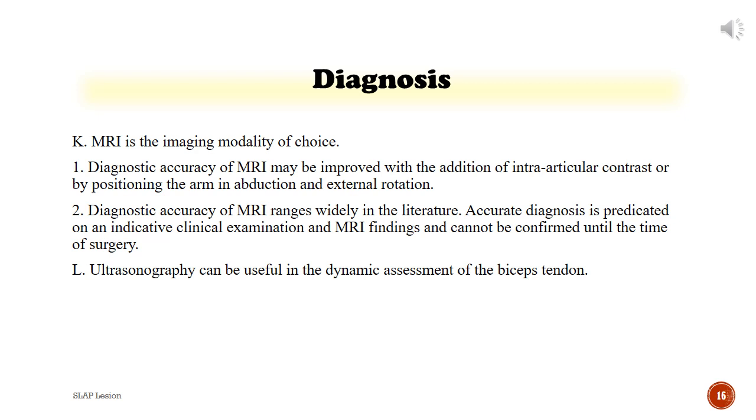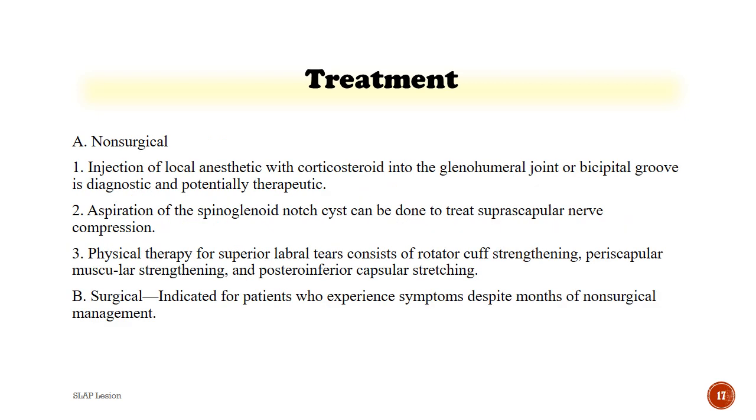1. Diagnostic accuracy of MRI may be improved with the addition of intra-articular contrast or by positioning the arm in abduction and external rotation. 2. Diagnostic accuracy of MRI ranges widely in the literature. Accurate diagnosis is predicated on an indicative clinical examination and MRI findings and cannot be confirmed until the time of surgery. Ultrasonography can be useful in the dynamic assessment of the biceps tendon.